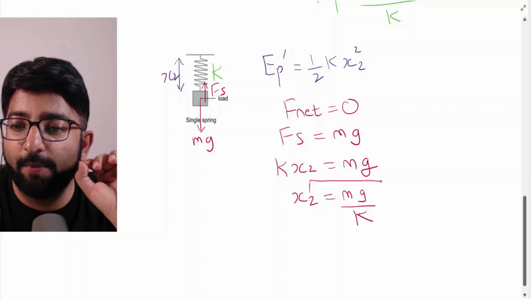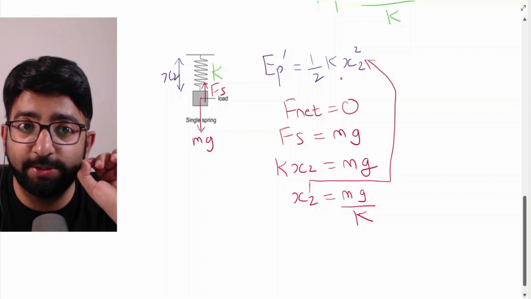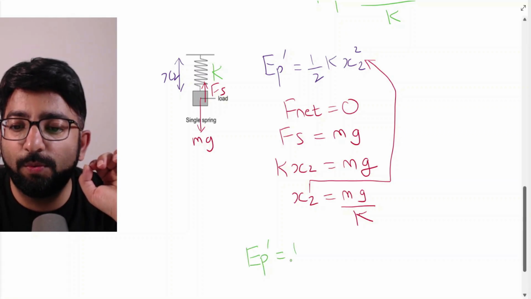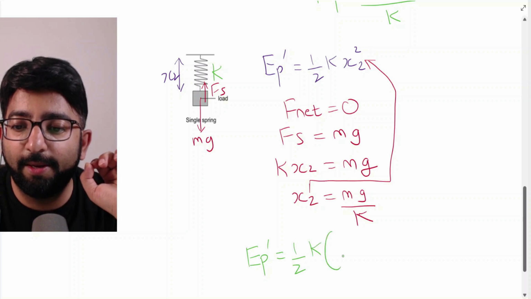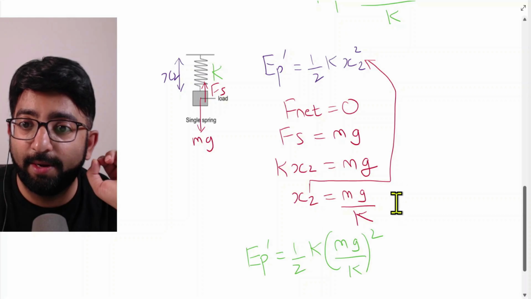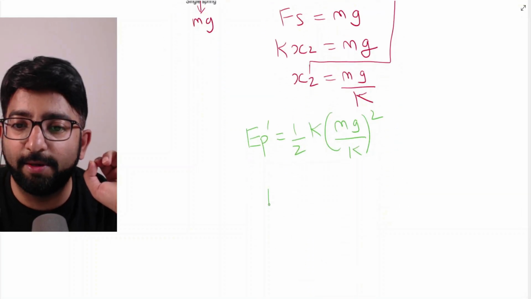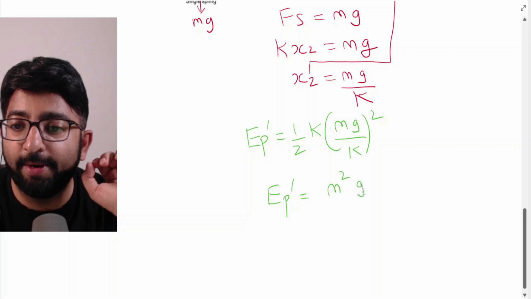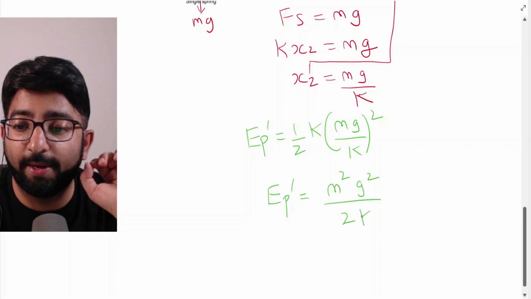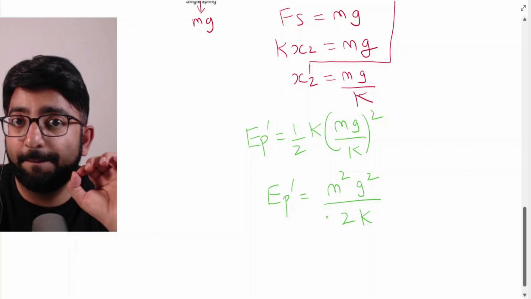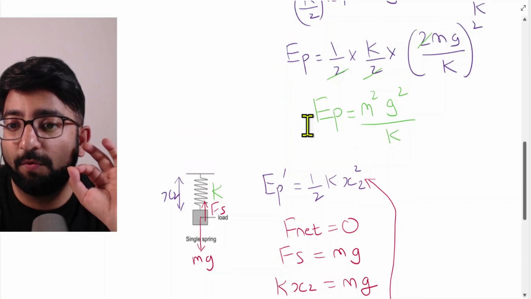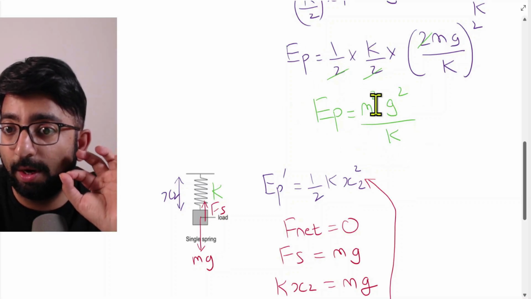And now we will put this value of x2 in the expression for EP dash. So let's write EP dash will be equal to half multiplied by k multiplied by mg divided by k whole square. And now let's simplify this. The final potential energy in case 2 we will write as m square g square upon 2k. Now all we need to do is just compare the final potential energy with the initial potential energy, which was m square g square upon k.